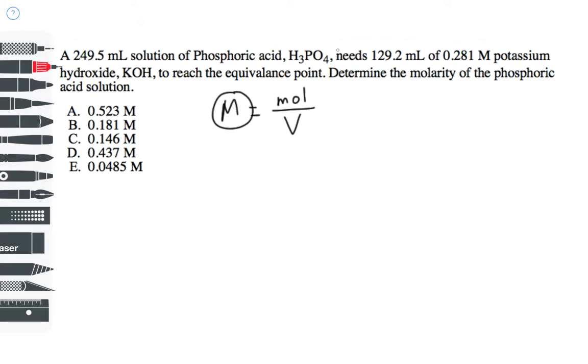So what we're going to do in this problem is, using these two pieces of information given, find the moles of H3PO4. We already have the volume of H3PO4, so we can plug those two into this equation and finally get the molarity of H3PO4, which is phosphoric acid. So let's just jump right into it.